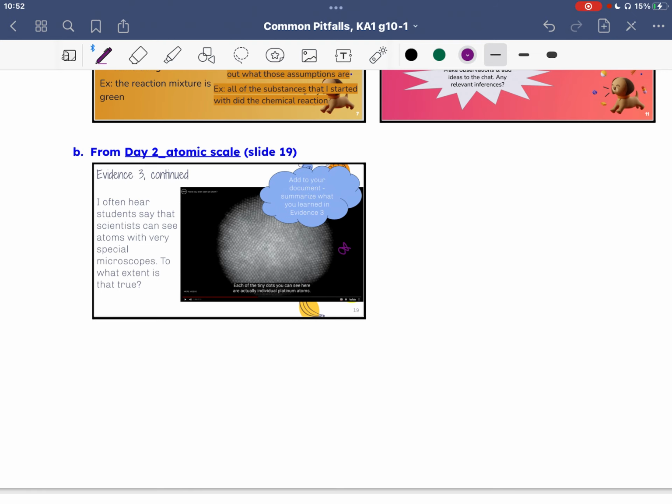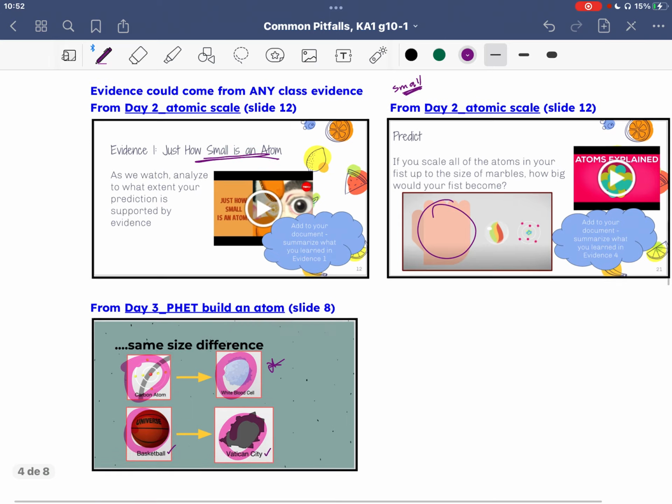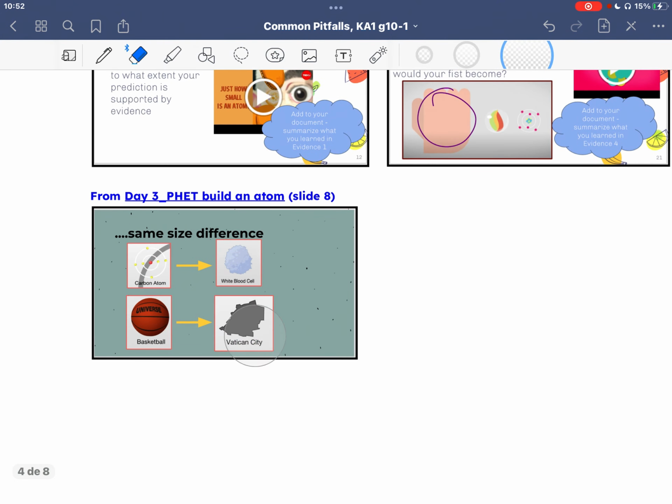and then you might have mentioned something about electron scanning microscopes like we saw in evidence 3 on day 2. You might have mentioned something about how small an atom is. You could have used the blueberry example. You could have used the fist example. So just talking about how small an atom really is, how hard it would be to see at only 400 times zoomed in. You could have also focused on the fact that I told you that it was the right size for a cell. And we know that cells are just a completely different size scale than atoms.